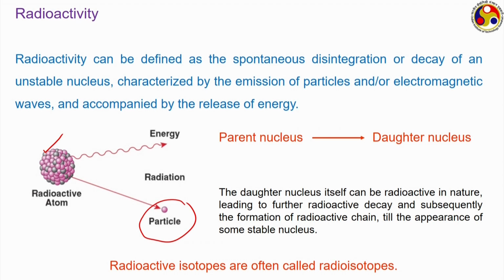The radioactive isotopes are often called radioisotopes, and we shall also be using this terminology. So, a radioisotope can undergo spontaneous disintegration, which we call radioactivity, and because of this it produces some other kind of nucleus. That means this phenomenon of radioactivity is associated with the conversion of one nucleus to another one.